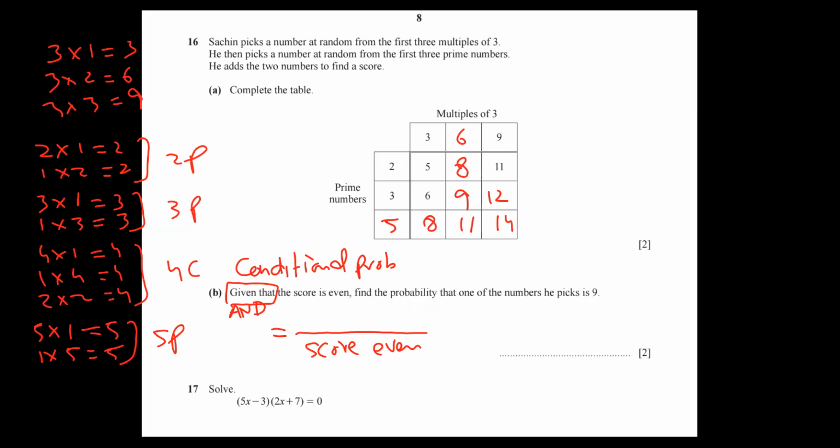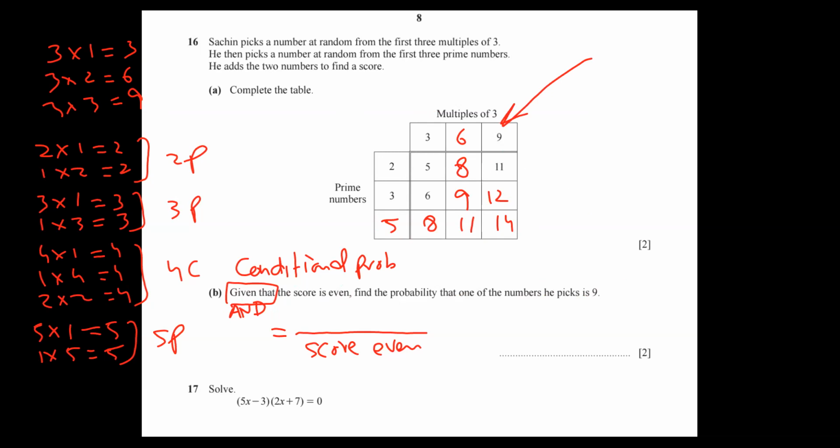I repeat again. I read combinedly what he writes. So one of the numbers he picks is 9, picks number is 9 and the score is even. So picks is 9. 9 here is not possible, and 9 is here a possibility only. So he picks the 9 and he gets the even number. So in the column of this 9, even numbers come 2 times, here and here. This is not an even number, so this is an odd number.